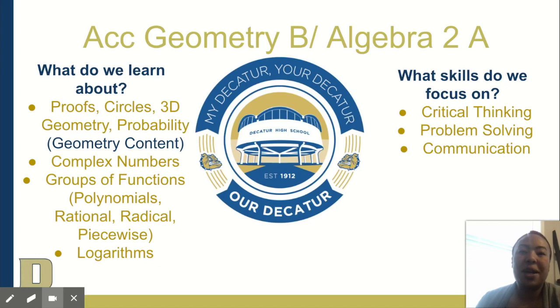Everyone, I'm here to talk about Accelerated Geometry B and Algebra 2A. In this course, we really focus on critical thinking, problem solving, and communication. It's the last year of MYP math for you, so we really want to hone in on those ATL skills you've been learning in order to get you really thinking critically and talking about math. We're going to learn about the second half of geometry in this course, so presumably you've already had some geometry prior to entering, and we're going to finish it with proofs, circles, 3D geometry, and probability.